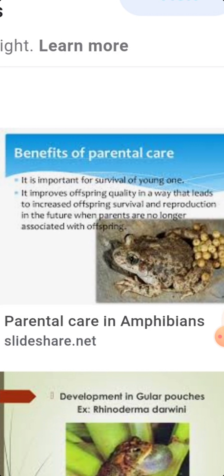Amphibians have evolved countless interesting methods. In those methods, mainly two methods are there: protection by nests and direct caring by parents, and mud nests.